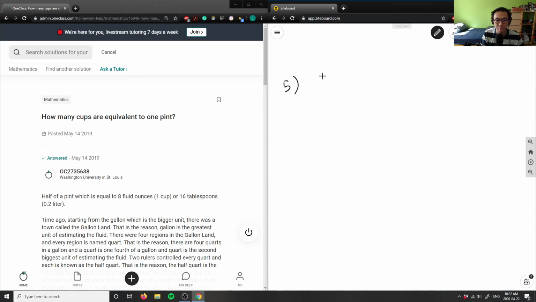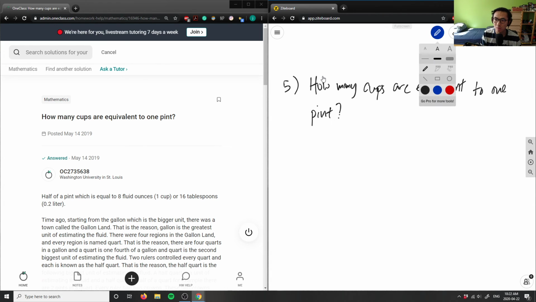Measurement. So how many cups are equivalent to one pint? So how many cups are equivalent to a pint? Again, we're working in the imperial system here. This would be in the imperial system.